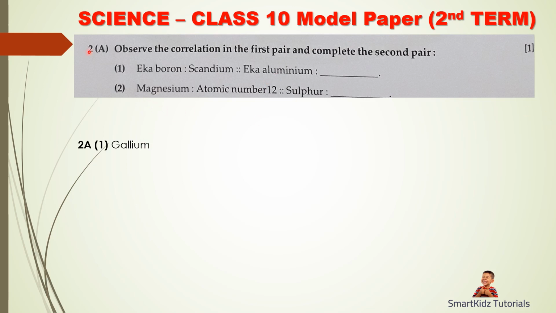In the second question under 2A, the pair is magnesium having atomic number 12. So sulfur has an atomic number of 16.